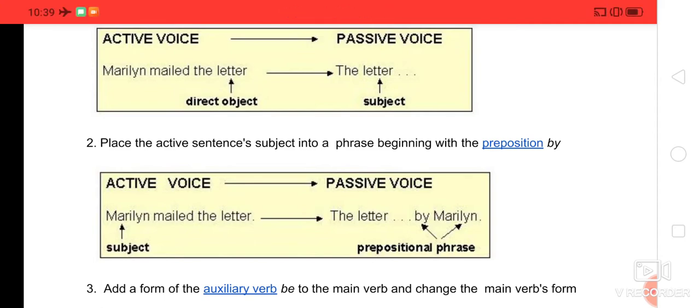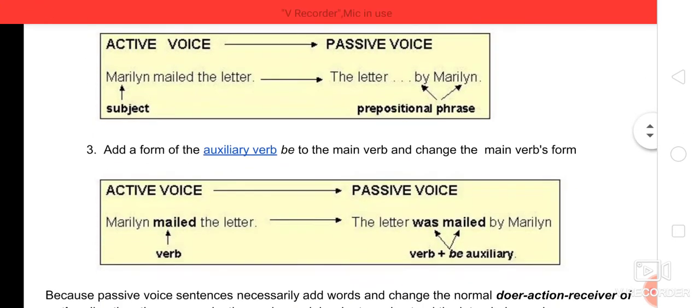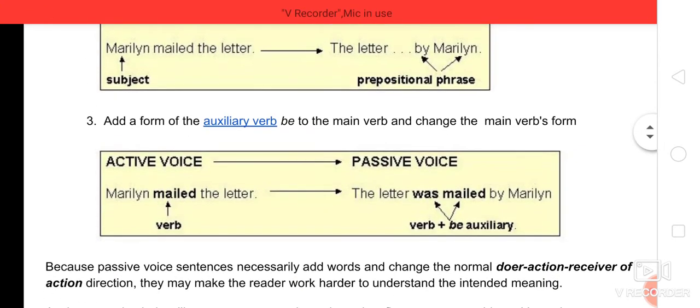So what about the middle part? The remaining part is all about the verb. Here the verb changes its form. Whenever active voice changes to passive voice, the verb will change its form. Most probably the verb comes with the be auxiliary form, that is, it takes the to-be form of the verb. So the final sentence that we get is: the letter was mailed by Marlene.